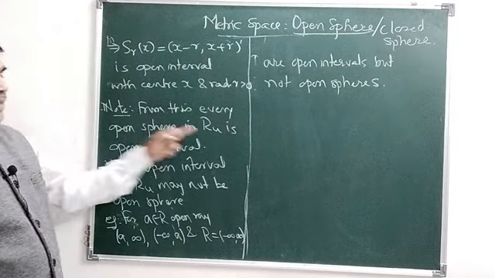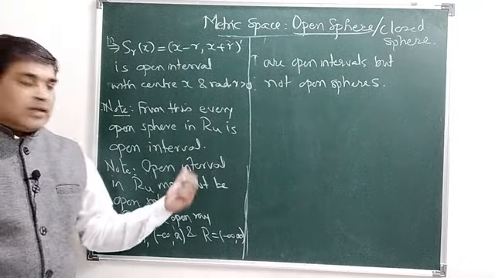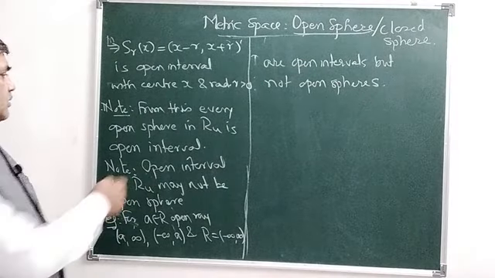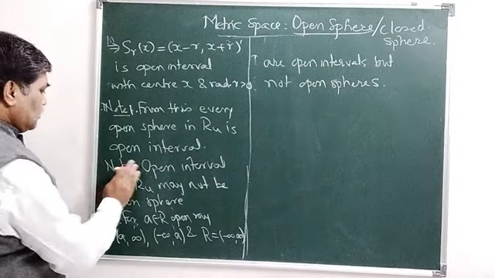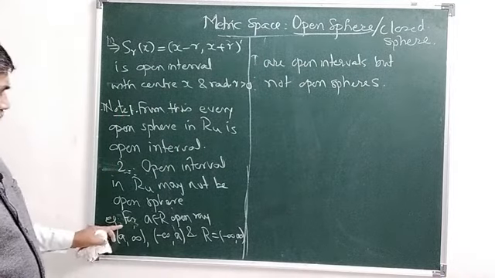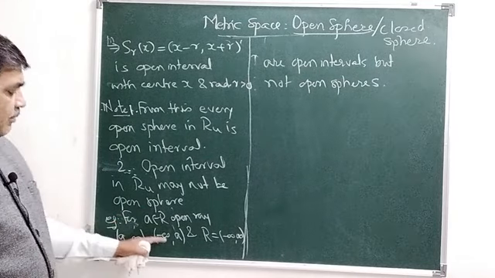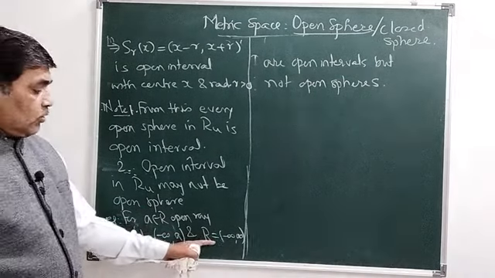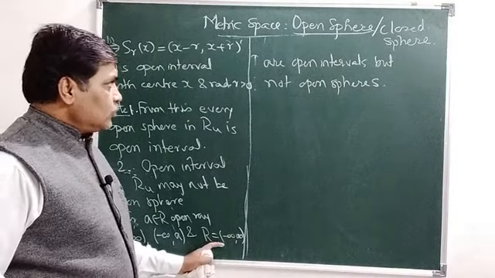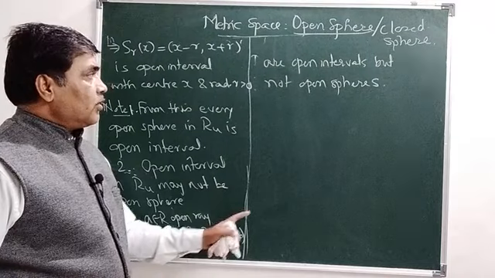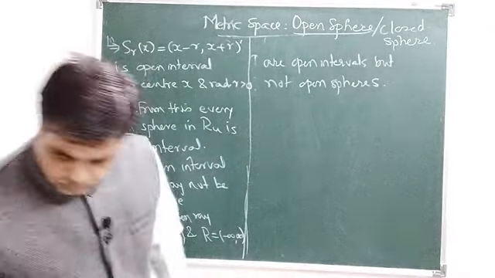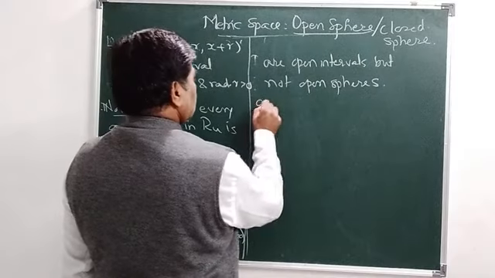Every open sphere in R with the usual metric defined on R is always an open interval. But an open interval in R may not be an open sphere. Example: the open ray a to infinity, minus infinity to a, and the whole set R equal to minus infinity to infinity is an open interval but not an open sphere. Is it clear? Now, next example.